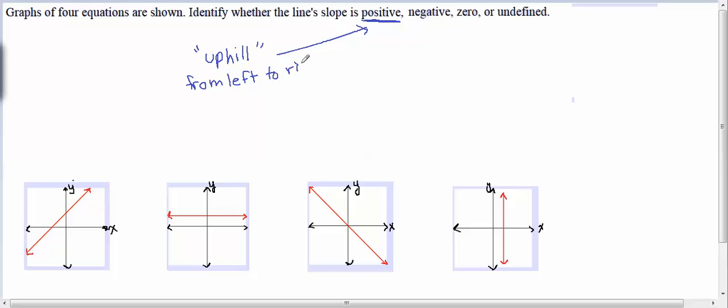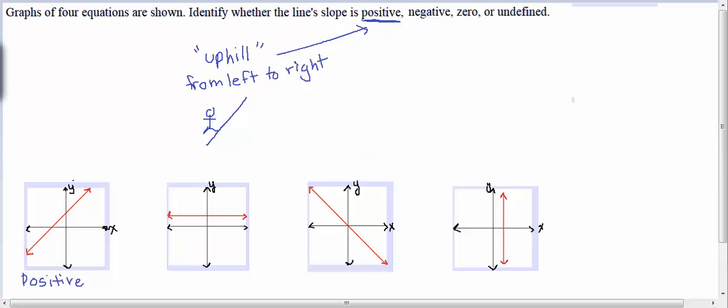So if you wanted to draw a line with a positive slope, you could picture a little person standing somewhere, and then we say they're going to walk from left to right, and they have to go uphill. So we can look at our pictures here and see which of these lines seems to give an uphill slope. We see that happening right there. So we know this line has a positive slope.